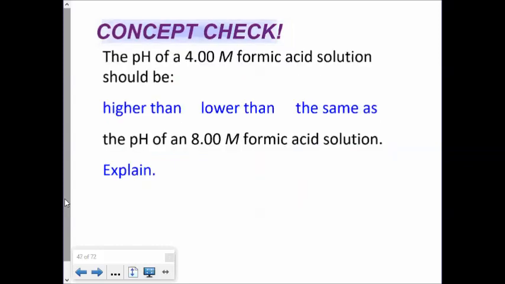The pH. What controls the pH? The H plus or the hydronium amount. And what is that, how does that relate to the pH scale? The more hydronium or hydrogen you have, what's going to happen to your pH?